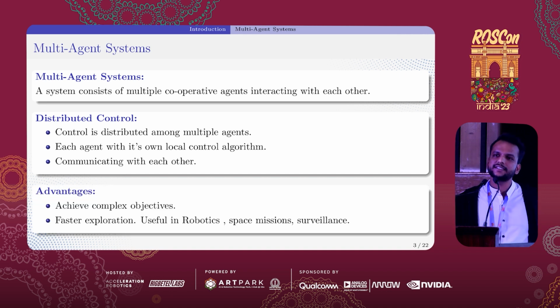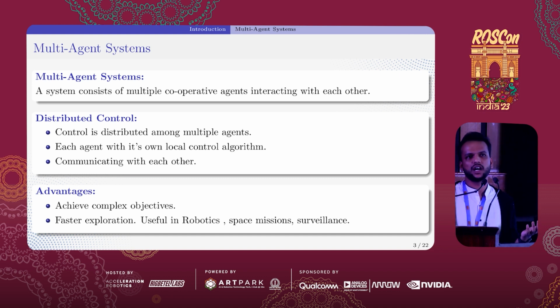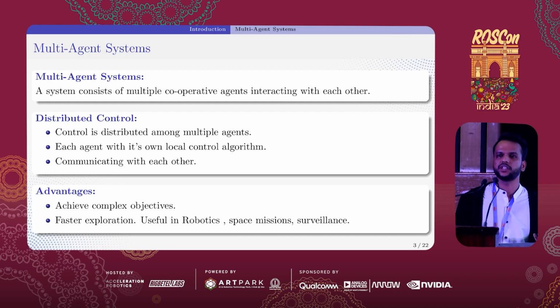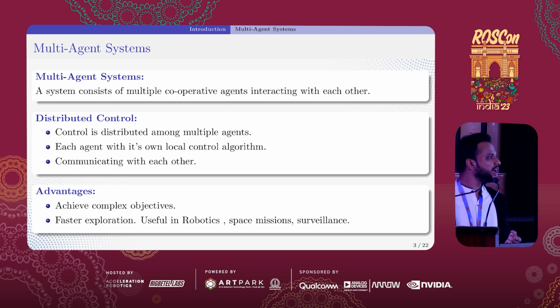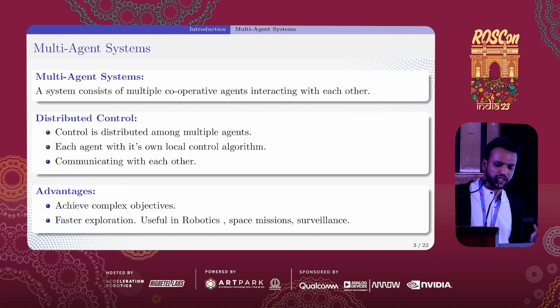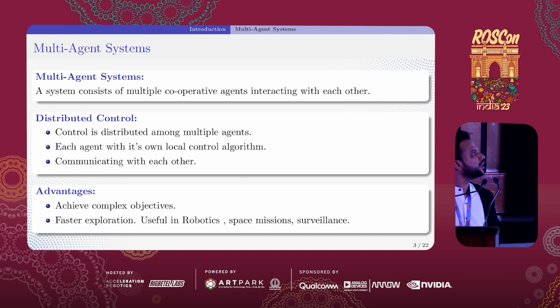So what are the advantages? We can achieve complex objectives, faster exploration, etc. using multi-agent systems. And the main use cases are in robotics, space exploration missions and surveillance.